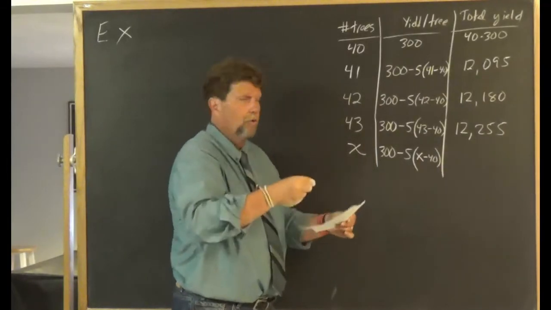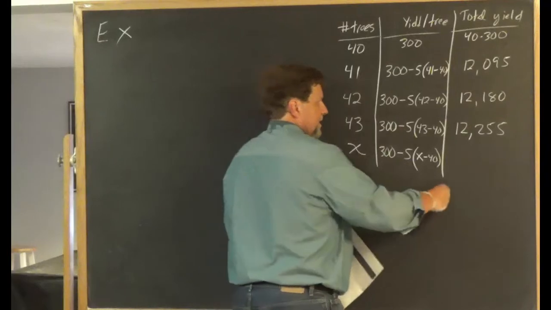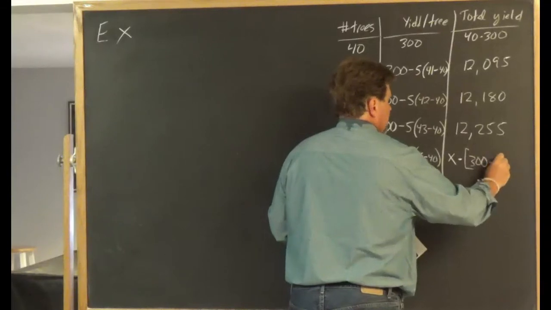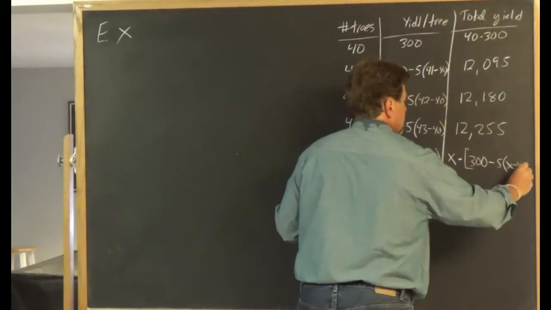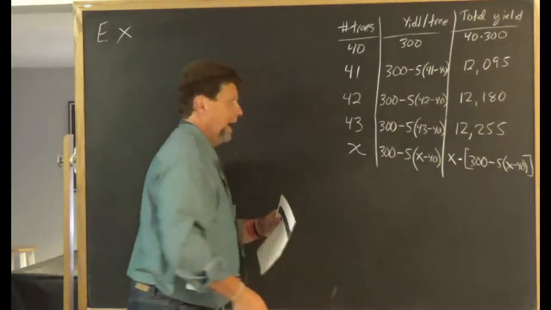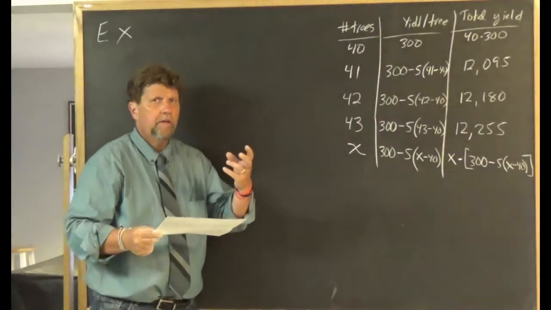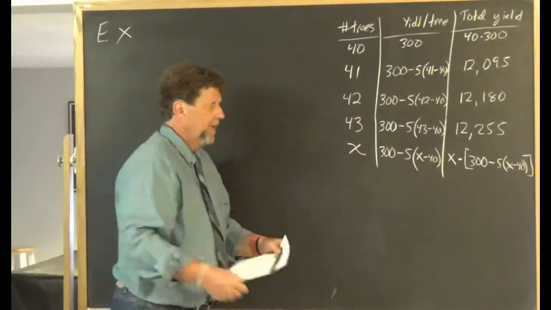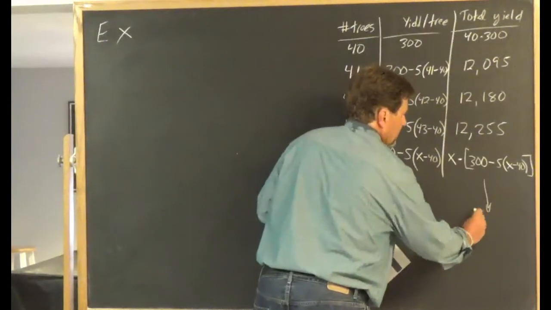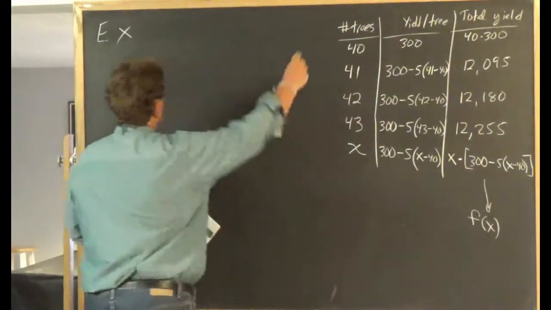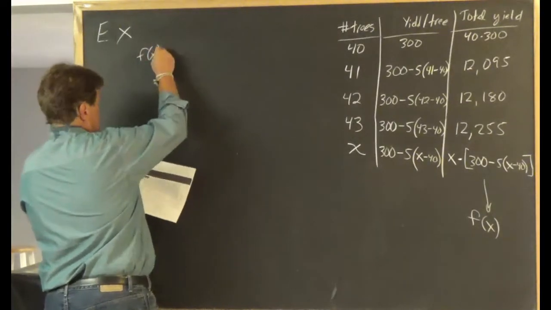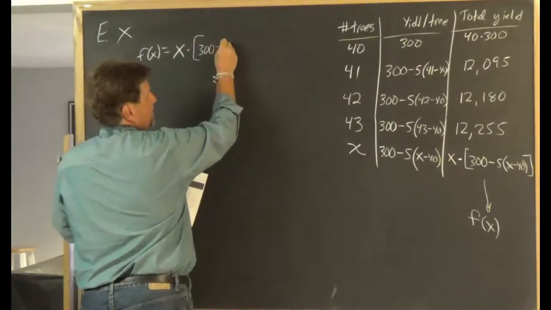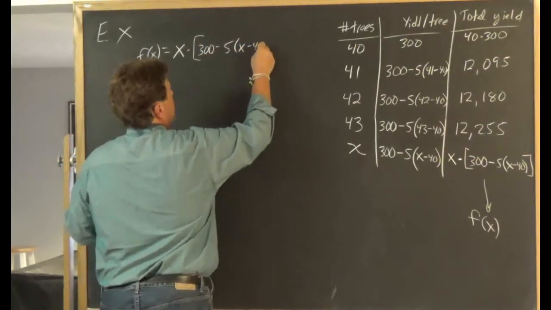And then the actual total yield will be this times this. So X times 300 minus 5 times the quantity X minus 40. I think we now have a function for our total yield. Let's let f of x represent the total yield. So let's call this function f of x. So we have f of x equals x times 300 minus 5 times x minus 40.